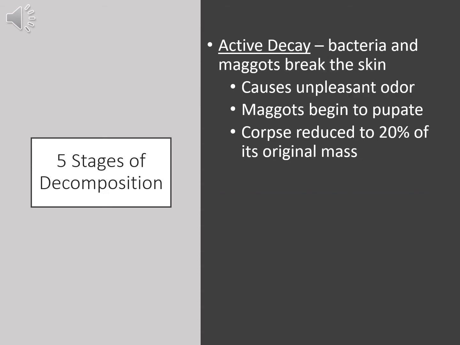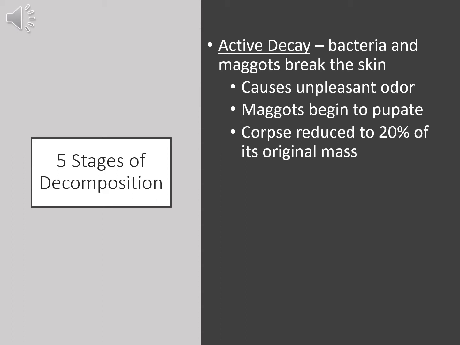Okay, so no images on this slide. Figured I'd give everybody a break here. And our third stage of decomposition is known as active decay. So in active decay, bacteria and maggots actually break the skin, and so you get an unpleasant odor that escapes and is notable, right? Humans do not like the smell of rotting flesh, in particular human flesh.